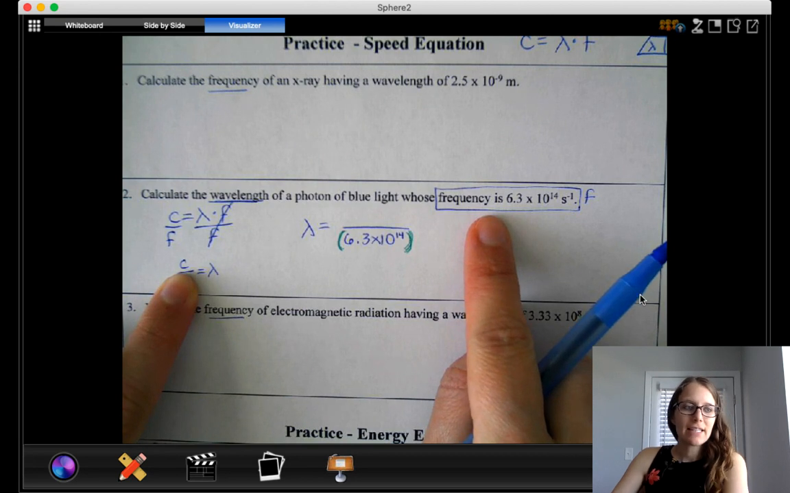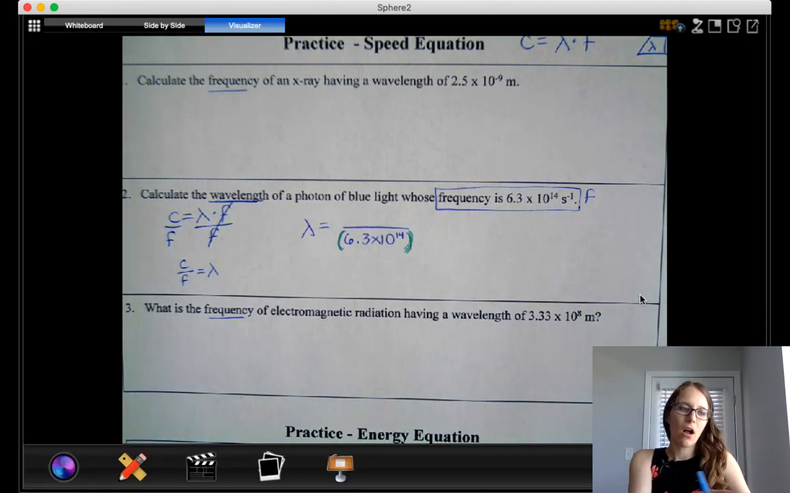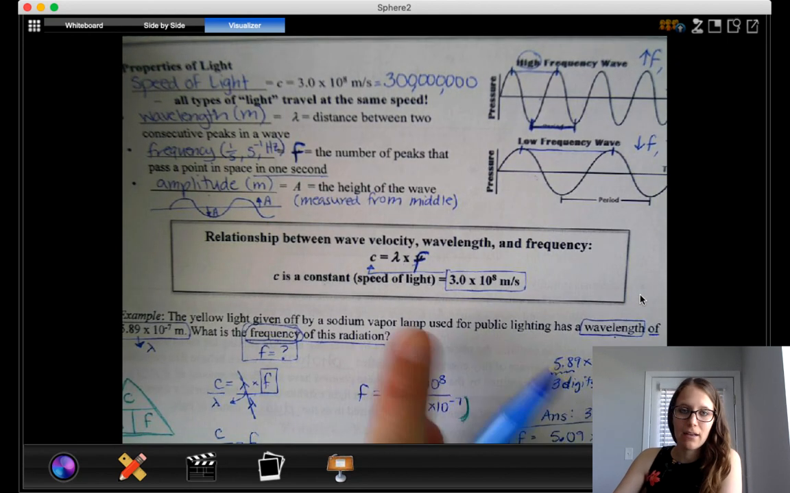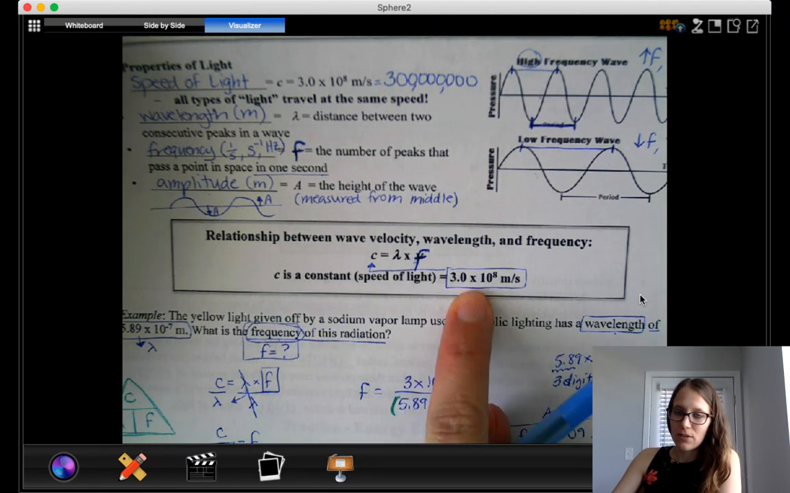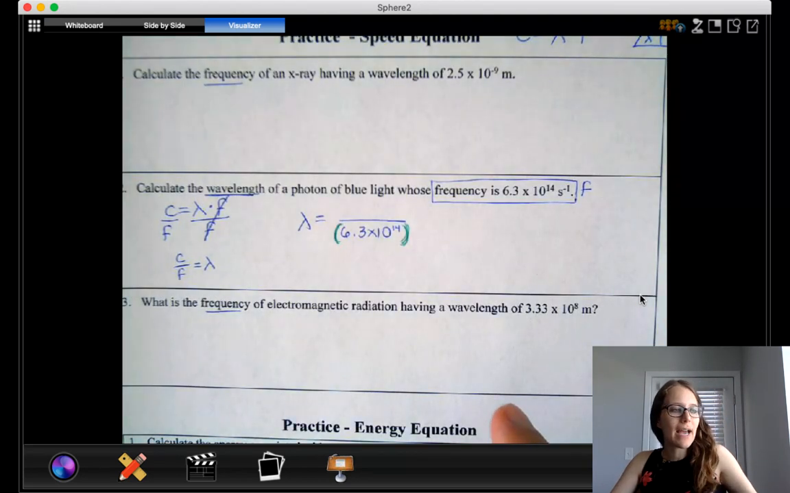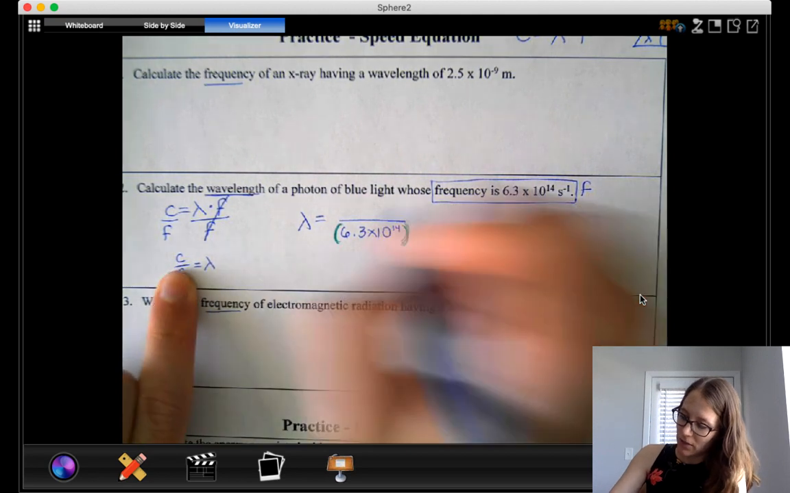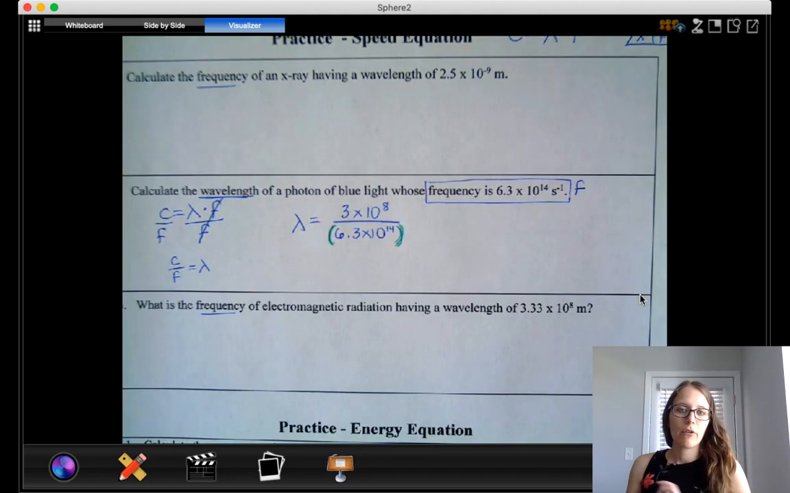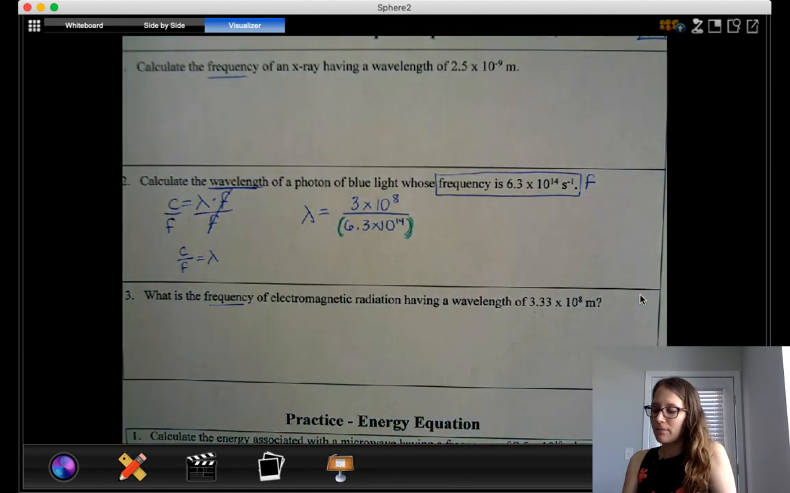So if I look at c, I have to remember that c is a constant. And if I go back over to page number 3 from my packet, c is a constant. It is always 3 times 10 to the 8th. So I can go ahead and write that down where c should be on the top, 3 times 10 to the 8th. From here, I'm ready to type this in my calculator.